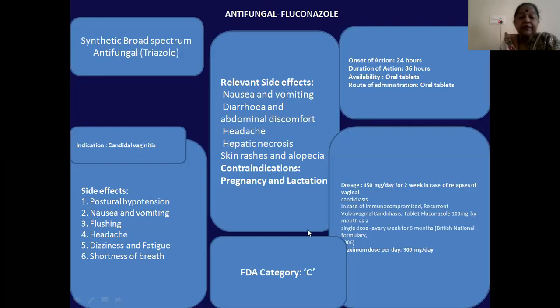Side effects are nausea and vomiting. Usually local treatment is used: whenever there is candidal vaginitis, you have to treat the candida infection with fluconazole and similar drugs. And the local treatment is quite effective. Like we give the local vaginal tablet, that is quite effective. And any local topical fungal infection can be treated with fluconazole ointment.